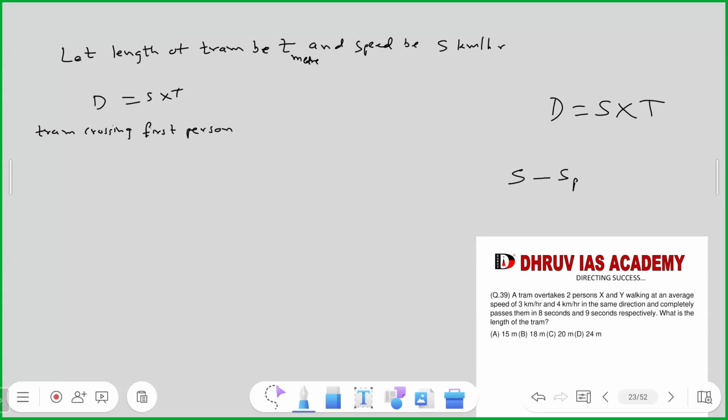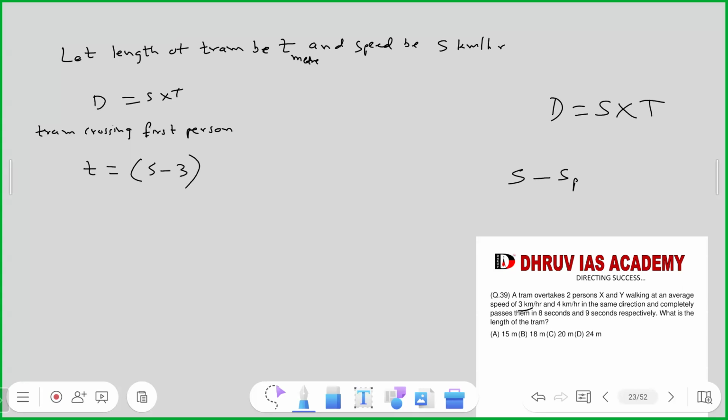Okay. Now the length of the tram. The length of the tram is t, so that is the distance covered when the tram is crossing a person. Then the speed of the tram: the speed of the tram is s minus the speed of the person. The first person is walking at 3 km per hour.